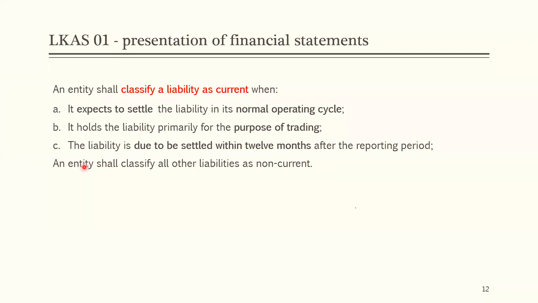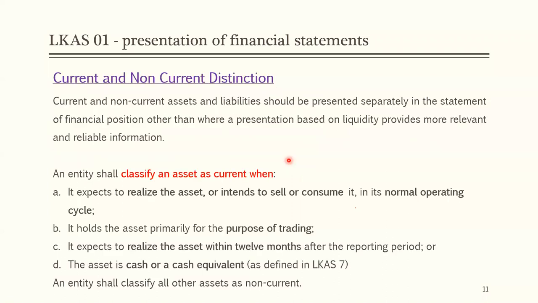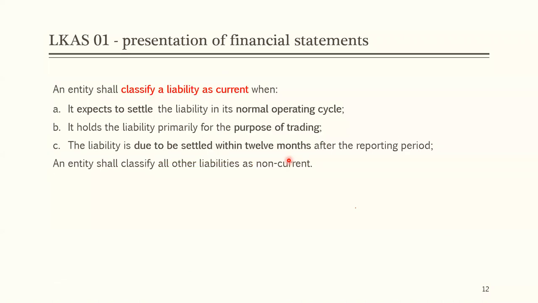Apart from these three, all other liabilities we have to identify as non-current liabilities. Right? That is how the current and non-current distinction should be done, based on these requirements. Right. So that is in terms of LKAS 1. LKAS 1 wala oyata thamai api katha karanne.